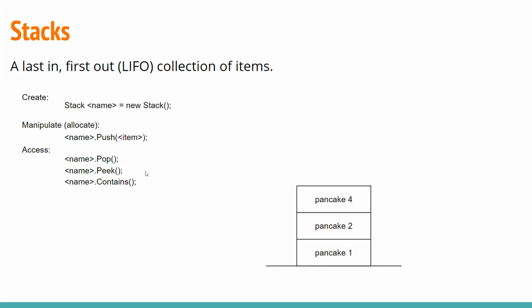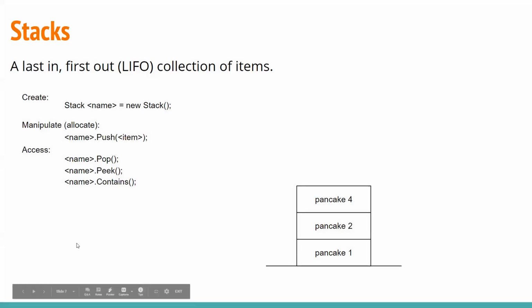And dot peek will just show you what's at the top of the stack. So just like dot peek will show you what's at the front of the queue, when peek is used on a stack, it just shows you what's at the top of the stack. Okay. And then we also have dot contains. So peek and contains are exactly the same as they are in queues. Dot contains will just tell you if the item you are looking for is somewhere on the stack. If it is, then it will return true. If it's not, then it will return false.